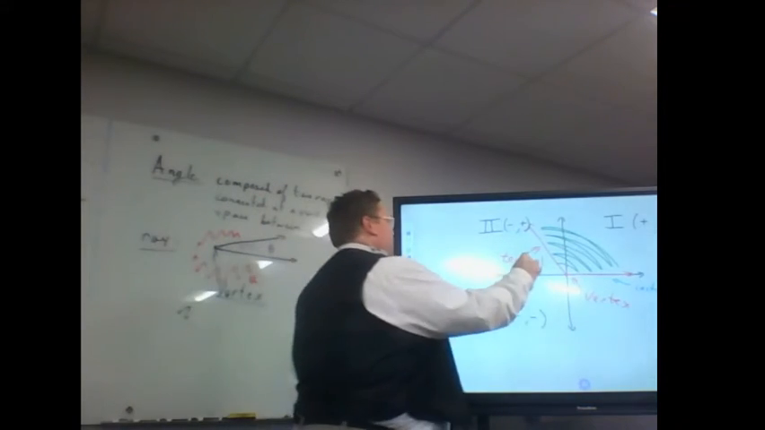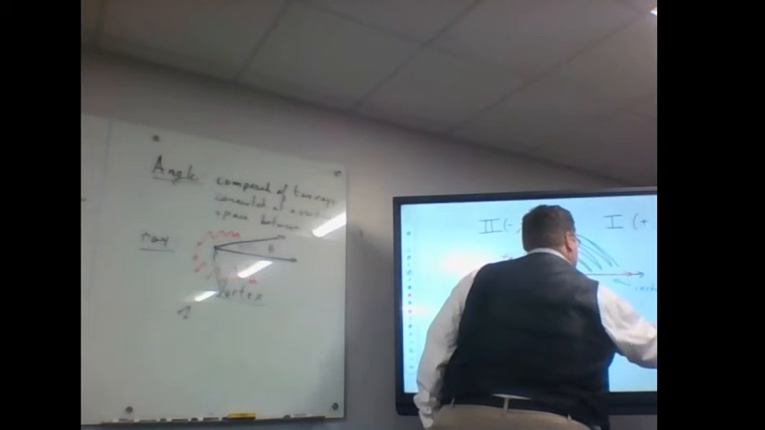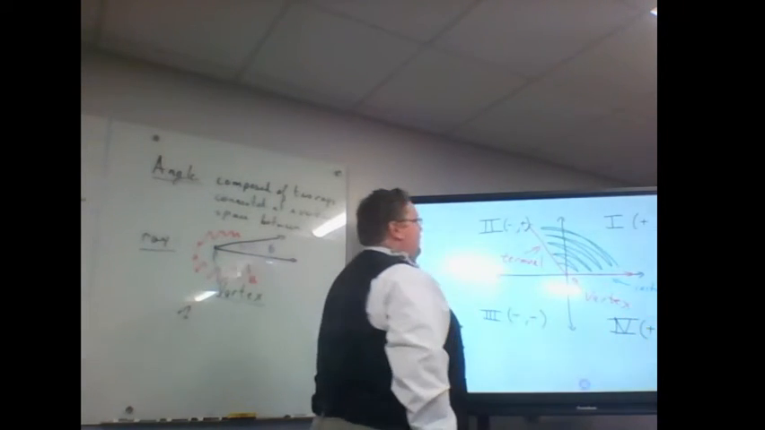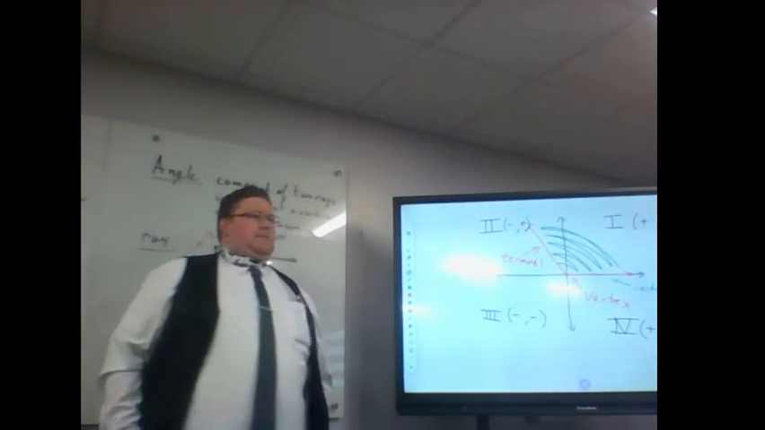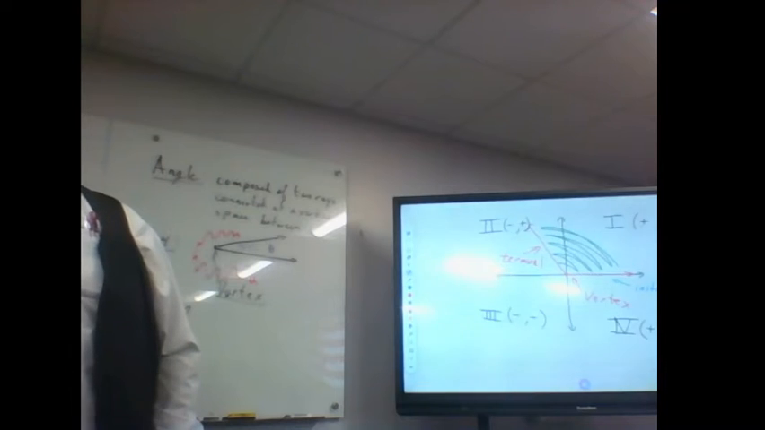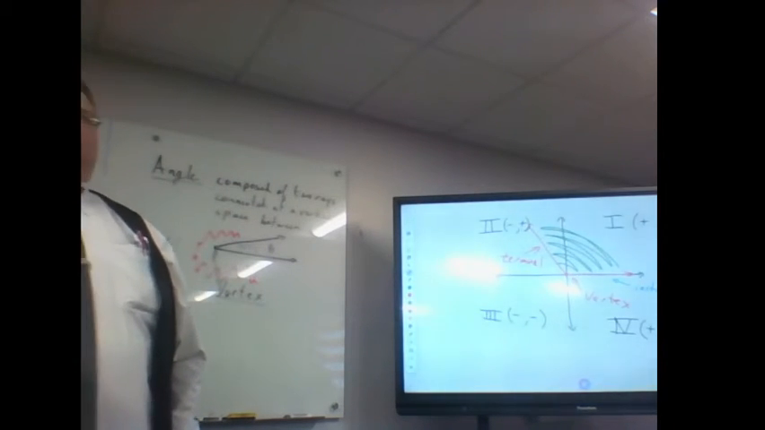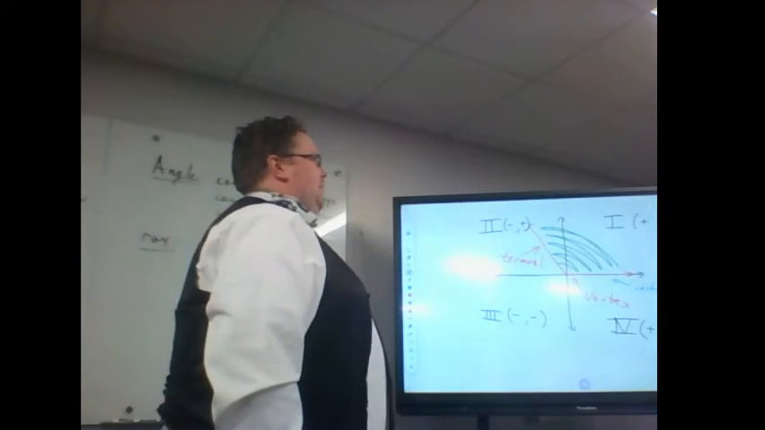And finally, quadrant 4 is plus, minus. So again, every angle that exists in each of these quadrants has similar properties. Not exactly the same properties, because again, they're different sizes. But it'll always have similar properties.